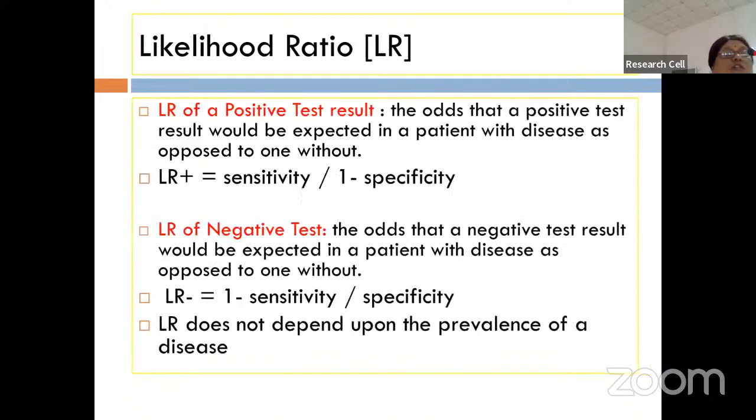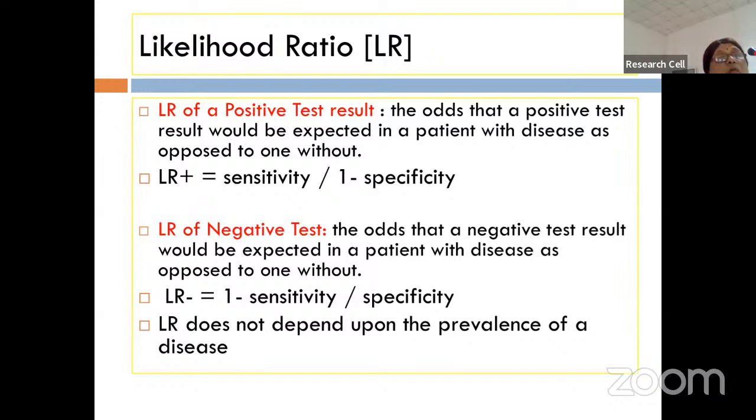So likelihood ratio of a positive test result means the odds that a positive test result would be expected in a patient with a disease. So if the patient has the disease, how much is the probability of getting a positive test in that person? That is estimated by means of a likelihood ratio of a positive test. And how is it calculated? It is calculated as sensitivity divided by 1 minus specificity.